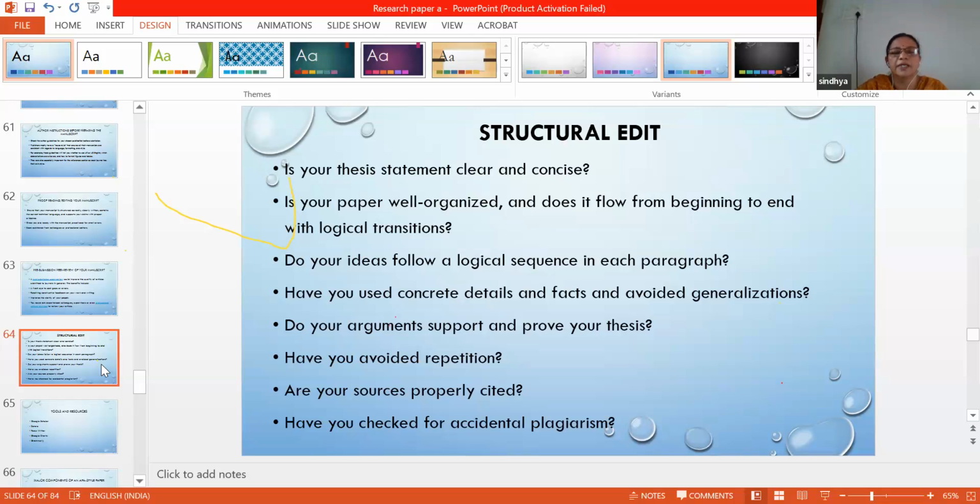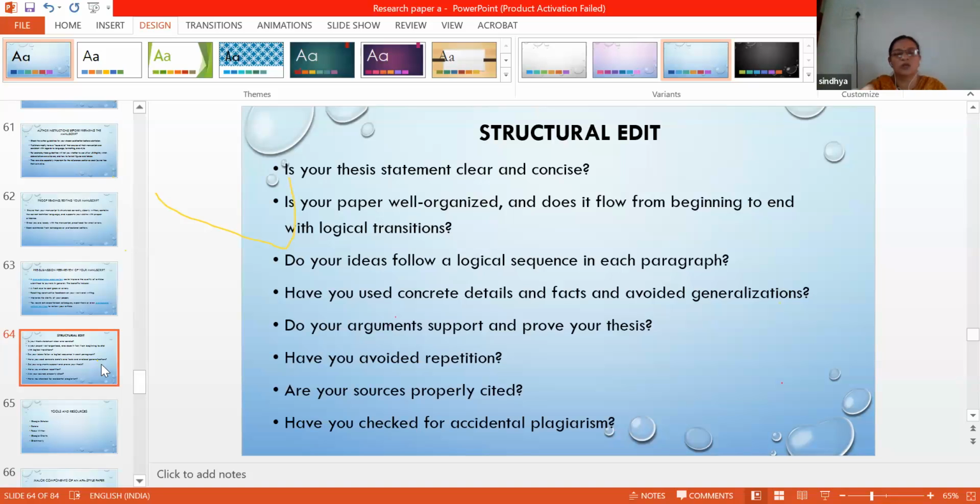So ideas should follow a logical sequence, and the paragraphs should follow the procedure with the introduction, then the main part and the conclusion. So each paragraph should have such criteria. There must be an opening sentence, then the main part, followed by the conclusion. So that must be followed in every aspect of the written text.